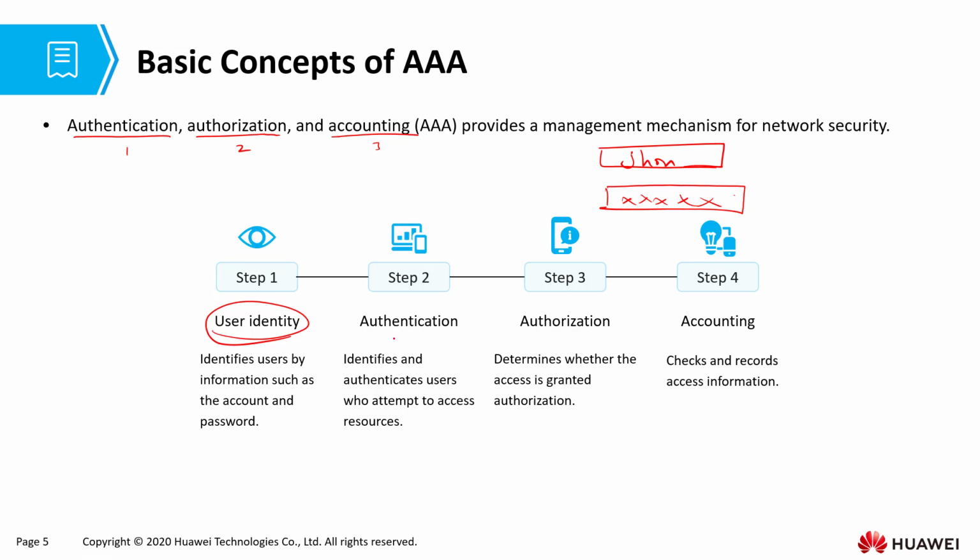Now, the system in step 2 is going to authenticate you. The system is going to verify that you are actually John, and this is indeed your password. You are the person you claim to be. The system needs to authenticate you before giving you access to resources in the system. After confirming that you are actually John and indeed this is your access password, it will give you authorization to access the parts of the system that you're authorized to access.